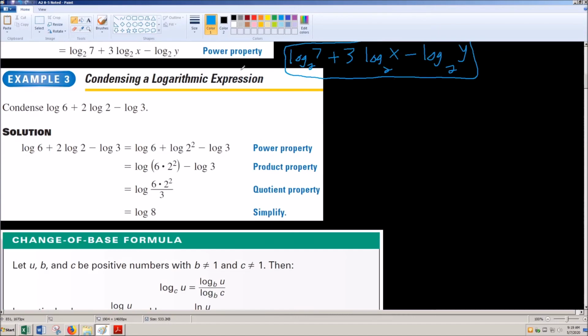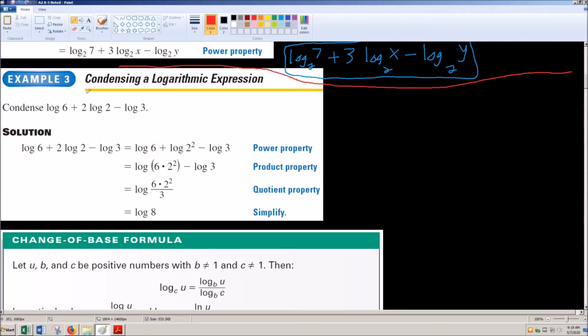Looking at condensing logarithmic expressions. Now we're going the flip of the coin. Instead of expanding this thing, I want to take a bunch of them and smash them together. Wherever I have addition, that's going to be my product property. Wherever I have subtraction, that's going to be my quotient property. So just keep that in mind.